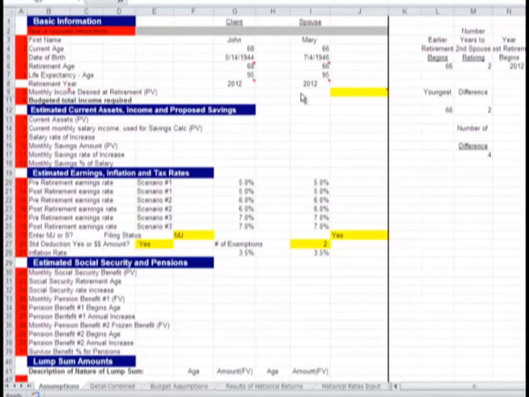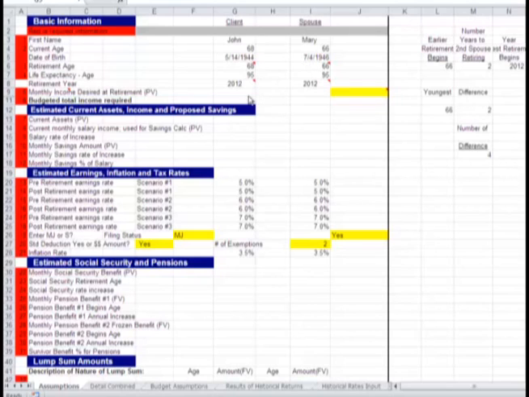In this demonstration, we will go through a sample retirement projection by entering data and seeing how the program works. For the purpose of this demonstration, we will imagine two clients, a married couple, John and Mary. John was born on May 14, 1944, and is 68 years old. Mary was born on July 4, 1946, and is 66 years old.